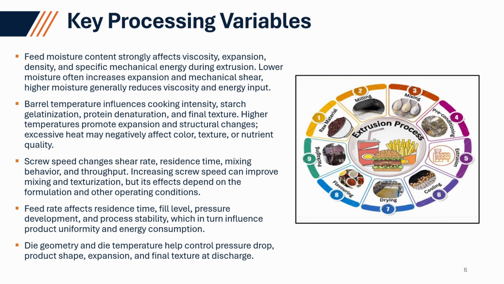Feed rate is also critical because it affects how full the extruder is, how pressure develops, and how stable the process remains over time. Finally, die geometry and die temperature help control pressure drop at discharge, the product shape, the degree of expansion, and the final texture. So overall, extrusion quality is highly dependent on process control. Small changes in one variable can significantly affect the final product.